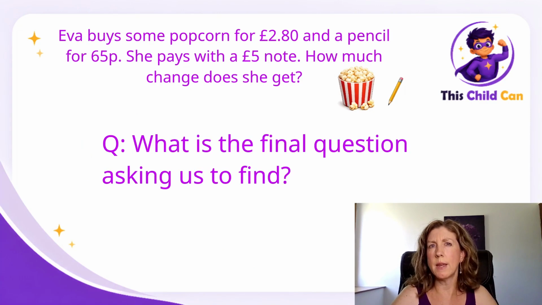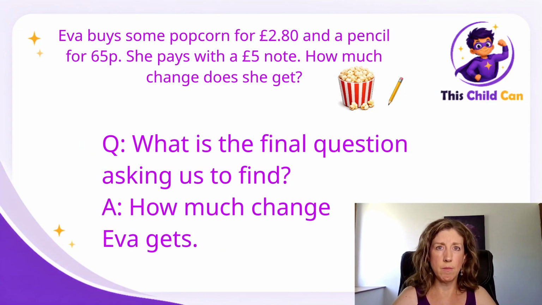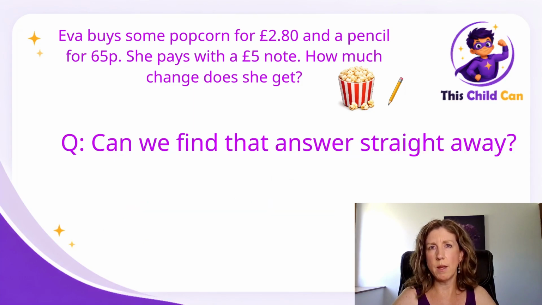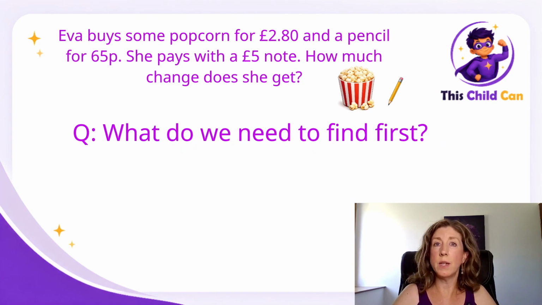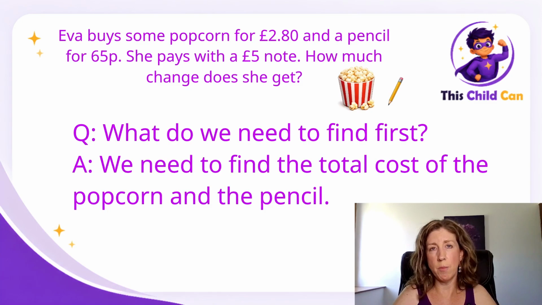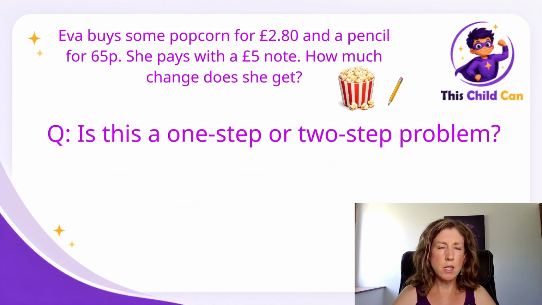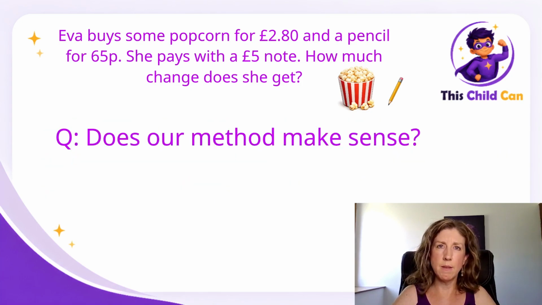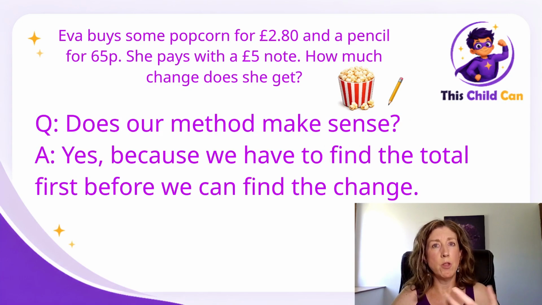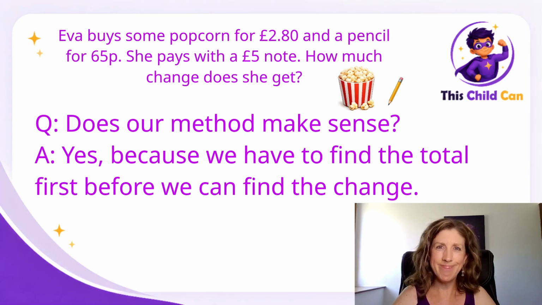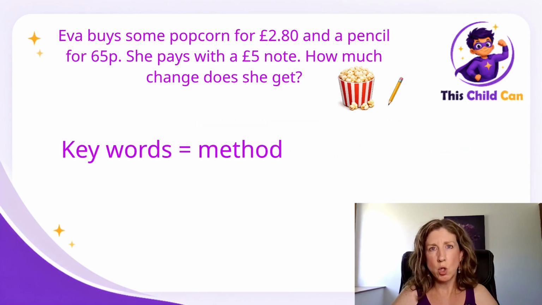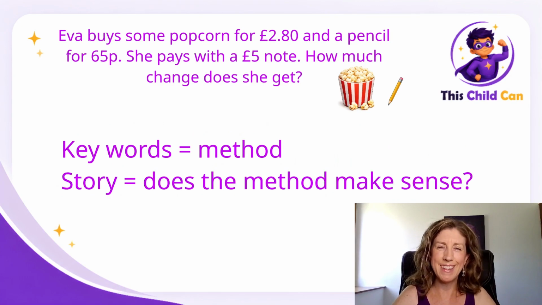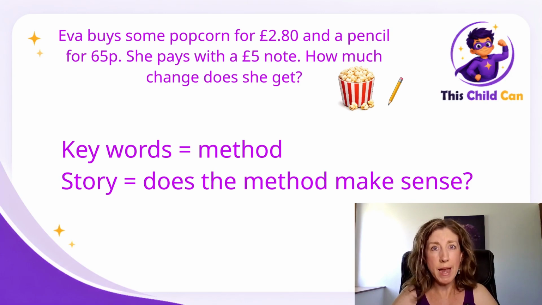What is the final question asking us to find? How much change Eva gets. Can we find that answer straight away? No. What do we need to find first? We need to find the total cost of the popcorn and the pencil. Is this a one-step problem or a two-step problem? It's a two-step problem because there are two calculations that we have to do. Does our method make sense? Yes, it does, because we have to find the total first before we can find the change. So the key words help us to choose a method, but the story helps us to double check that this makes sense. And if your child chooses the wrong operation, just go back to the keyword story and have a look at it again.